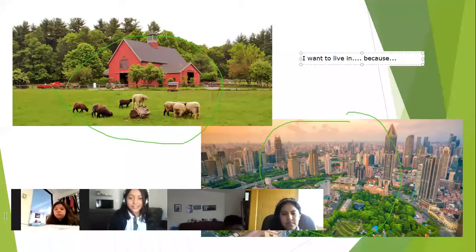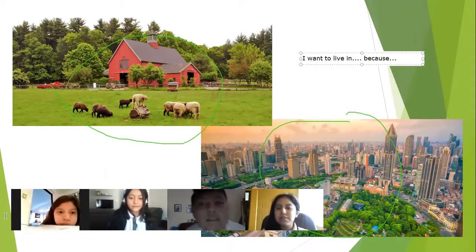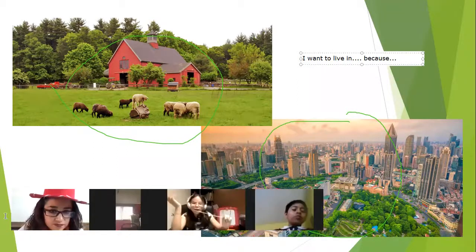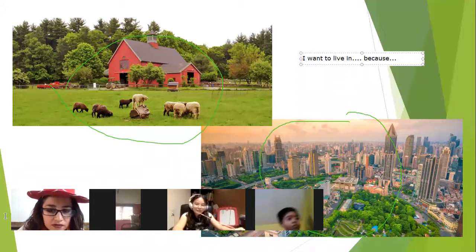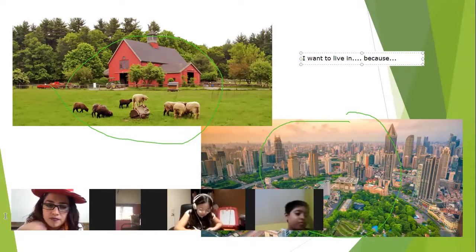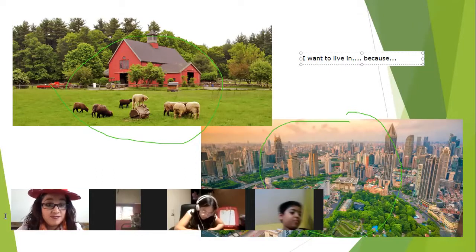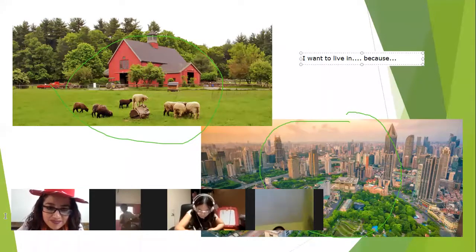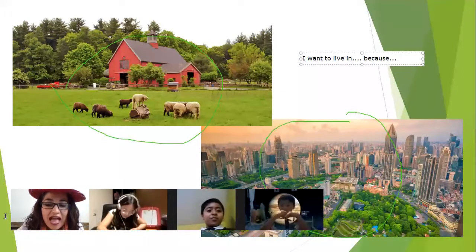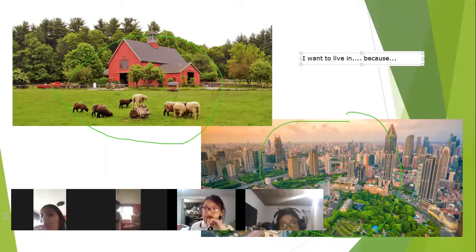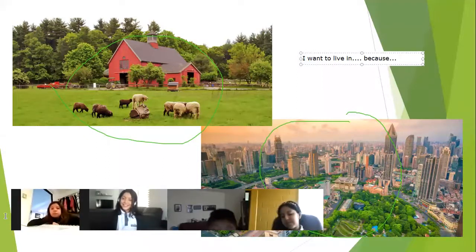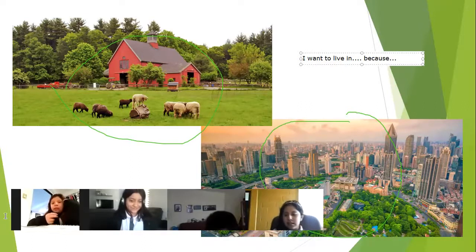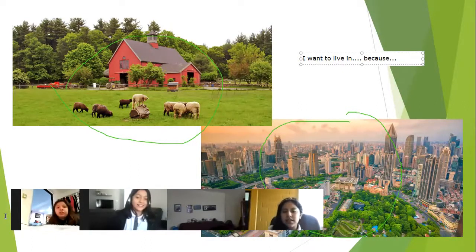I want to live in a city because there is a lot of people and a lot of mouths. Okay. Isla. I want to live in a farm because it's very productive. Is the farm very polluted? Oh, it's very productive to do many things, right? Okay. Paulina. I live in a farm because the activities of a farm are funny. Okay, funny activities.